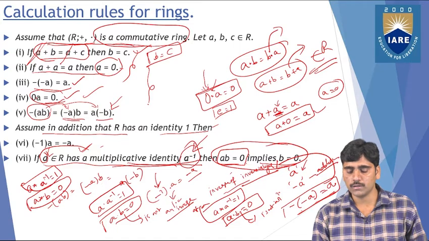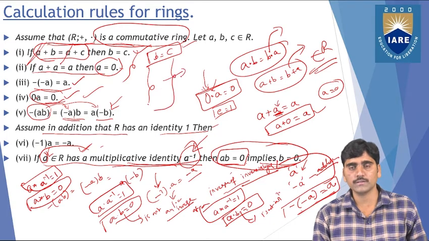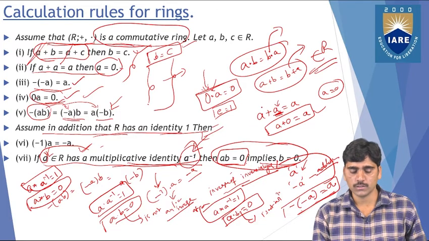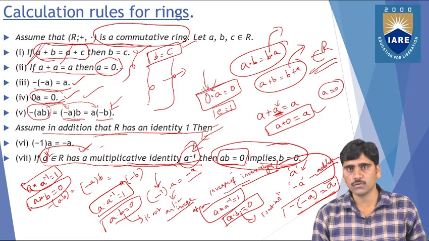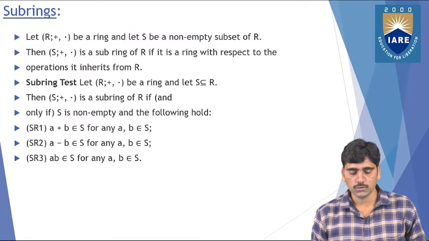So a dot b and b dot a plus b: it follows a commutative ring with respect to multiplication operations as well as addition operations. So these are the calculation rules, which you can apply only in problem solving of any ring forms. The next one is subrings.